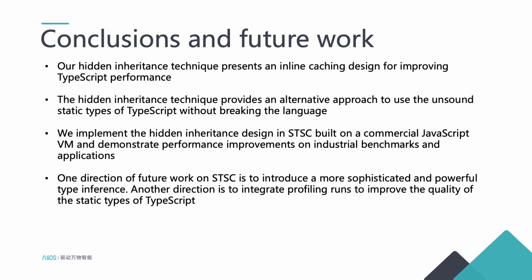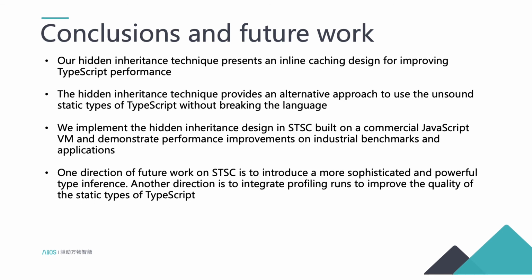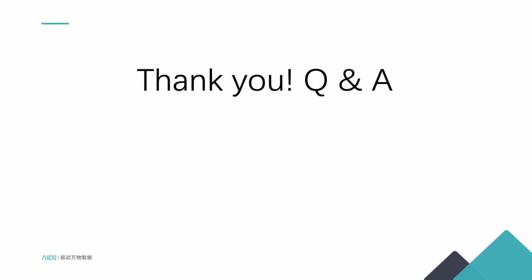Finally, we give the conclusions and future work. Our hidden inheritance technique provides an alternative approach to use the unsound static types of TypeScript without breaking the language. We implement the hidden inheritance design in STSC, built on a commercial JavaScript virtual machine, and demonstrate performance improvements on industrial benchmarks and applications. One direction of future work on STSC is to introduce a more sophisticated and powerful type inference. Another direction is to integrate profiling runs to improve the quality of the static types of TypeScript. Thank you.